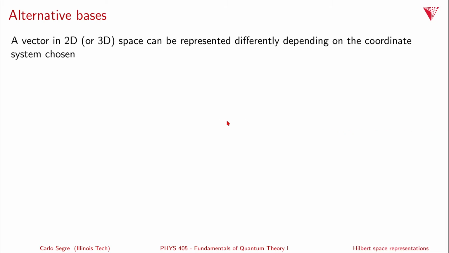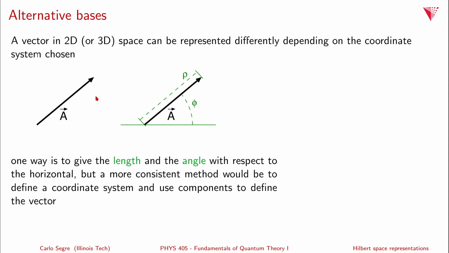So, a vector in 2 or 3 dimensions can be represented differently depending on the coordinate system you choose. For example, let's imagine that we have a vector that exists. We can describe that vector as a length and some angle with respect to a horizontal. That's one way of describing it. But perhaps a more consistent method would be to define a coordinate system and use the components within that Cartesian coordinate system to define the vector.